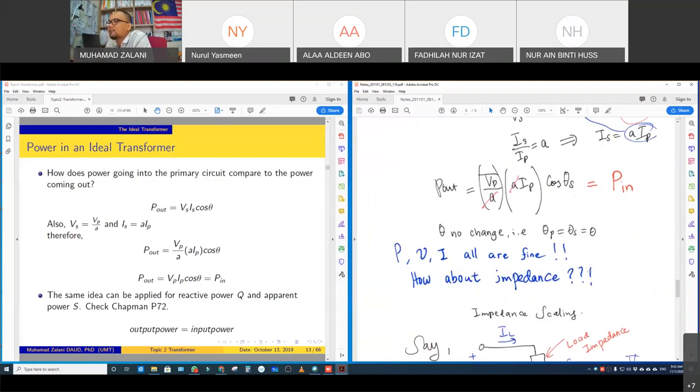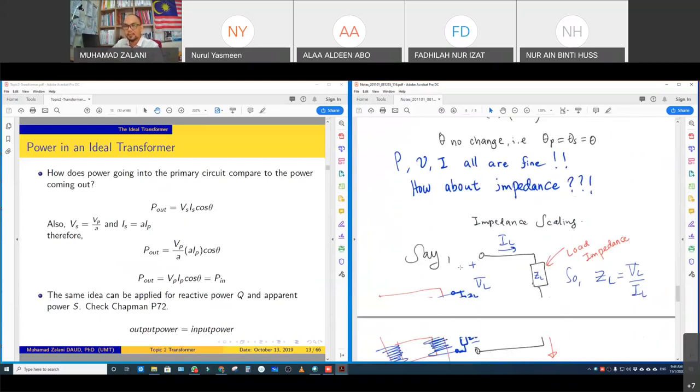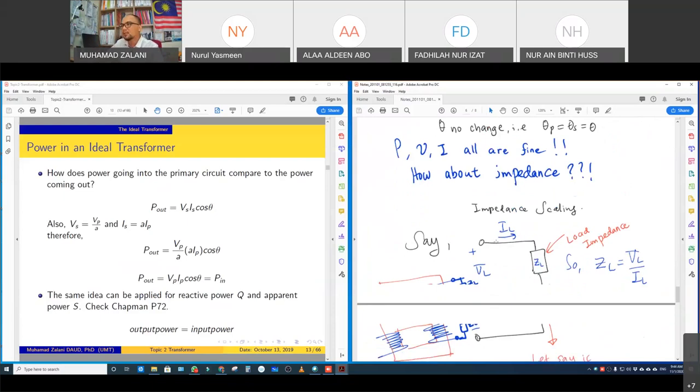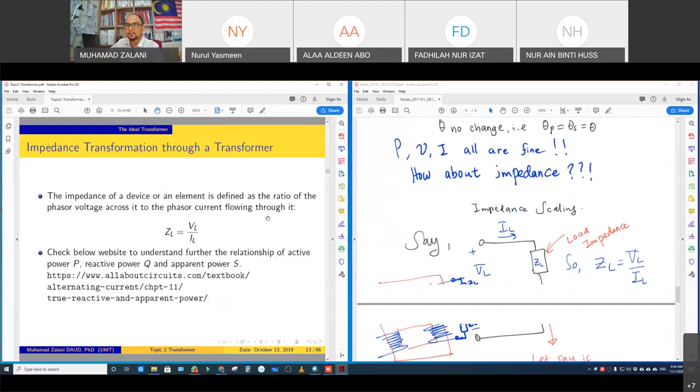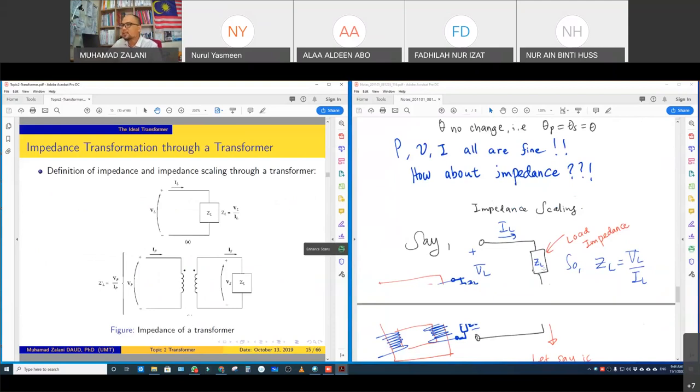so we have already finished on the calculation of the power, voltage, current, with respect to the angle, with respect to the A, which is the turns ratio, power, voltage, and current in terms of turns ratio. Now, how about impedance? Okay, how about impedance? We have the impedance scaling in this case. So what is impedance scaling? Which is we want to estimate the impedance at the primary side if we connect the secondary side with load.